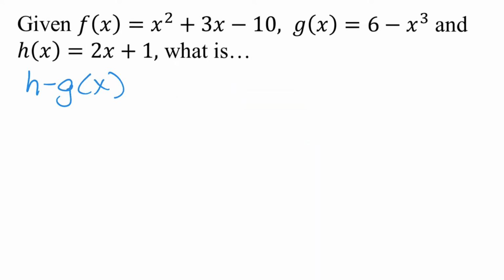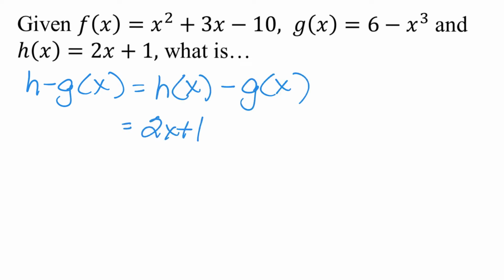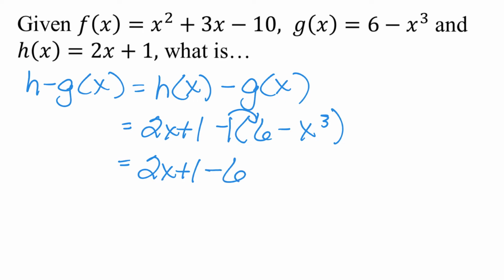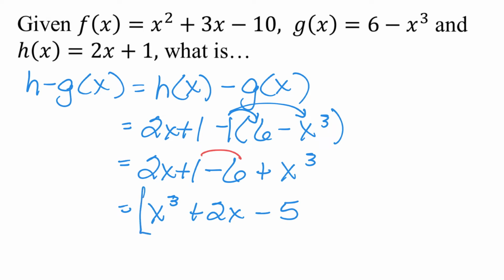Next, we look at what h minus g of x is, which in turn is h of x minus g of x. So we substitute for h of x and substitute for g of x, and then we simplify. And then we write it in standard form and combine like terms. And this is what h minus g of x equals.